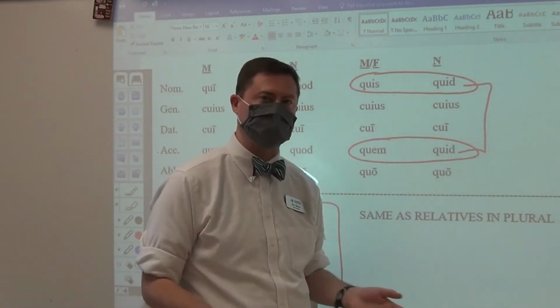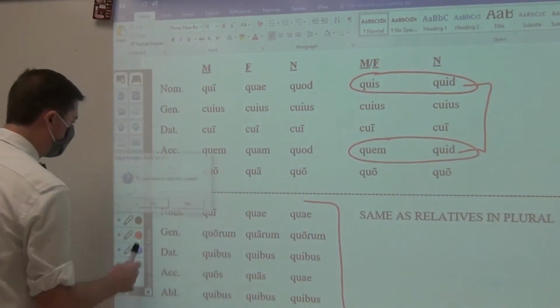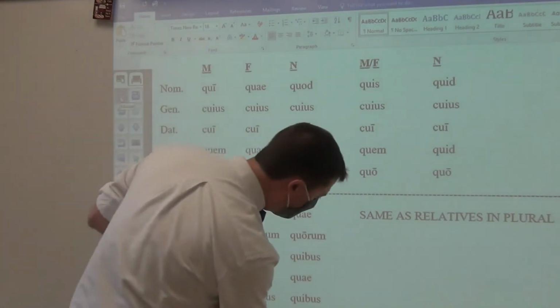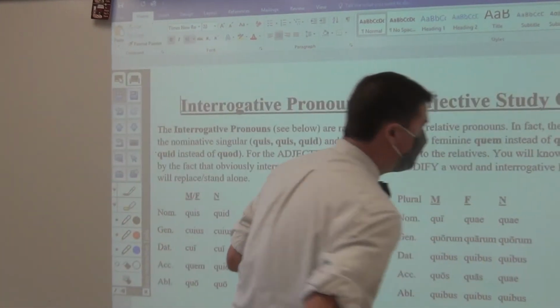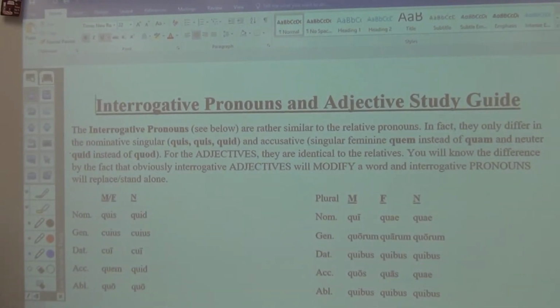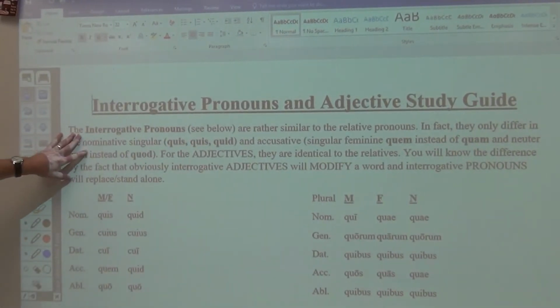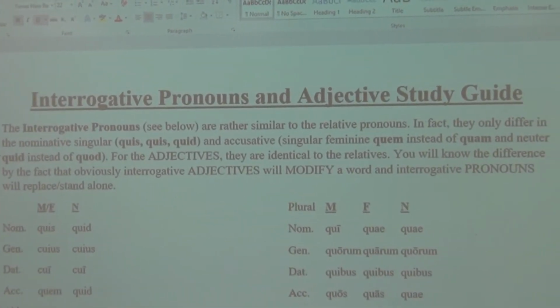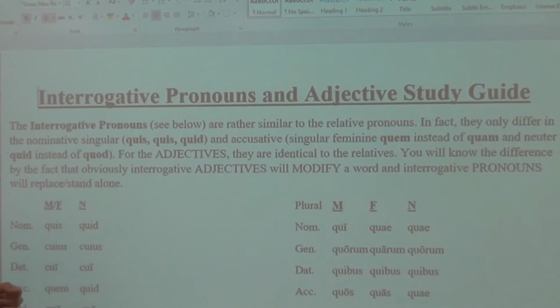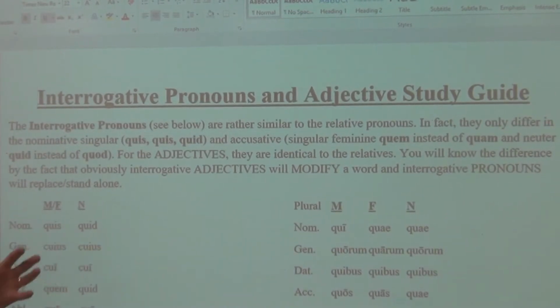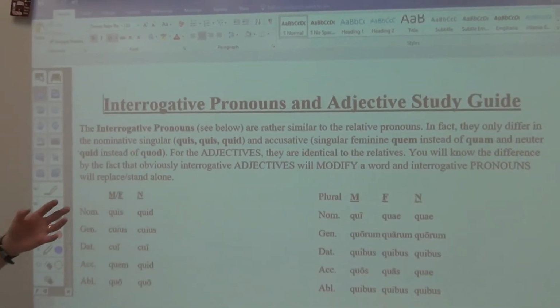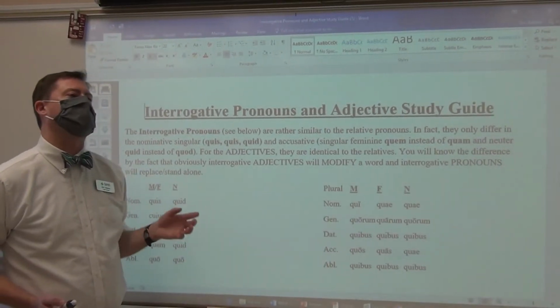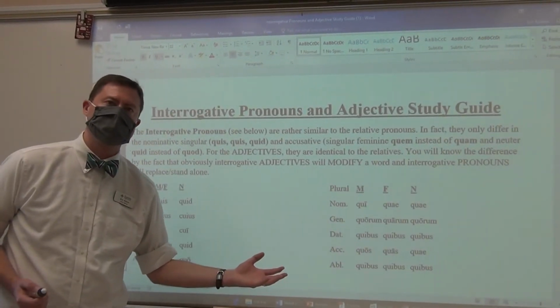Interrogatives ask questions. So, let's take a look at a study guide that I have made for examples of each. Here you can see, and I'll be putting this on Canvas, interrogative pronouns are very much similar to relatives. They only differ in the two places that I said. Now, you can also have interrogative adjectives, and interrogative adjectives are exactly, both in the singular and the plural, identical to relatives. How do you know whether it's an interrogative pronoun or an interrogative adjective? By whether it's modifying something or not.